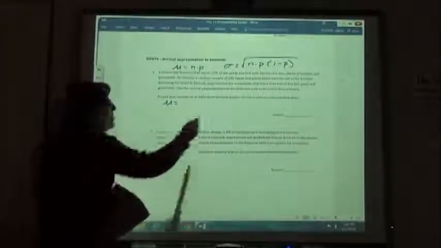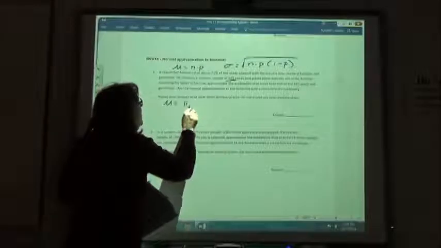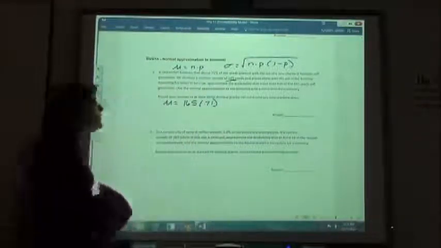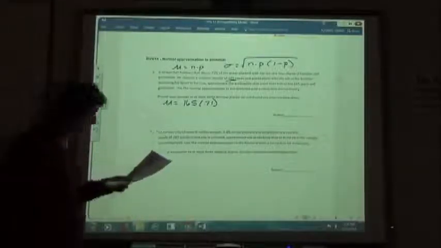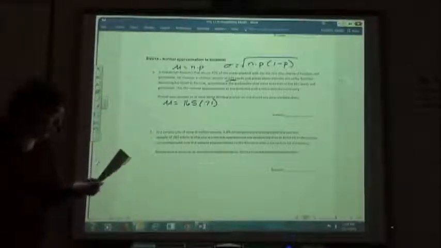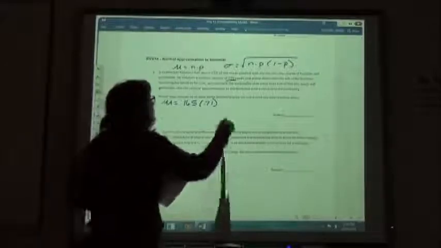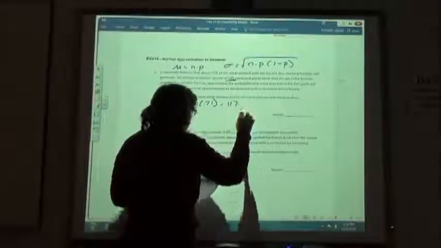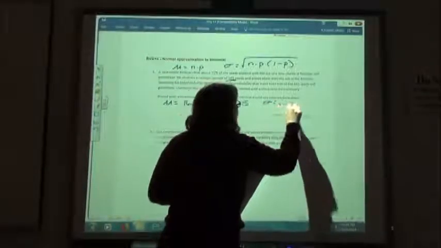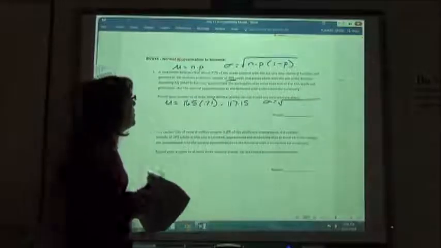by taking n, which is the number of the sample, 165, times the p, which is your percent. So if I take 165 times 71%, I get 117.15. Then we're going to find the standard deviation using our formula for standard deviation.